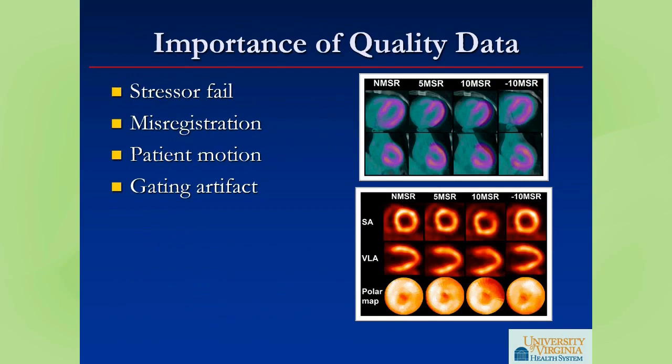So it's very important when you're dealing with cardiac PET to obtain and interpret quality data. You need to make sure that the stressor has indeed done what it's supposed to do. And then misregistration is an additional aspect that we have to worry about, in particular with PET and PET CT, where you have to look at the fusion of the PET image with the CT image. And here's a nice example where you see appropriate registration here, and then you can see where they have artificially misregistered.